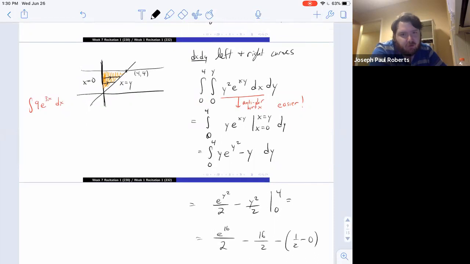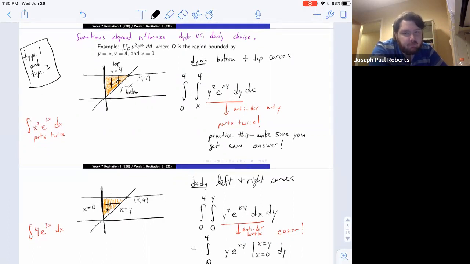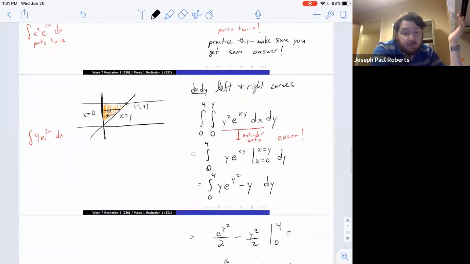And so this triangle region was equally easy in either order. This region is both type 1 and type 2. We don't have to split up either of them. But if you look at what you have to do to get started, y squared e to the xy dy, that's a little bit trickier because you've got to use integration by parts twice. But if I do the dx first, I end up having a little bit easier time.